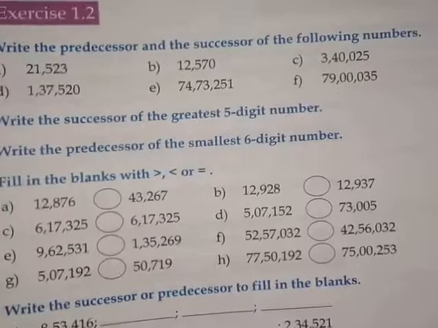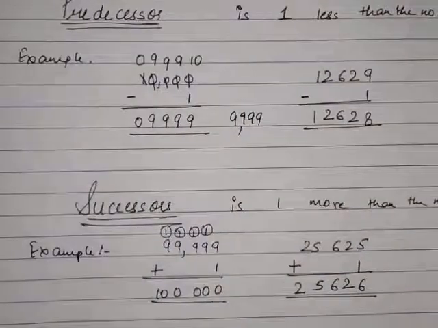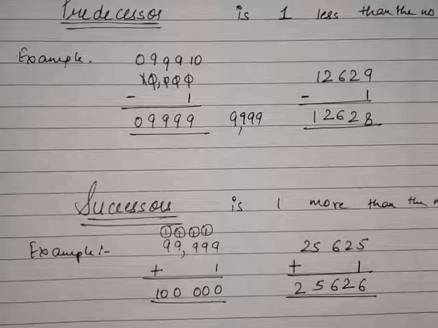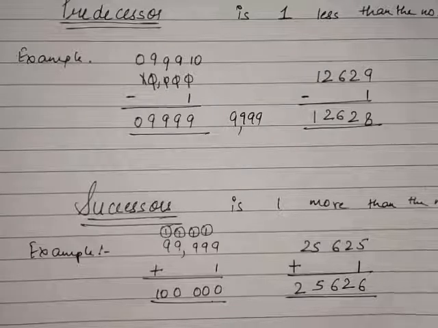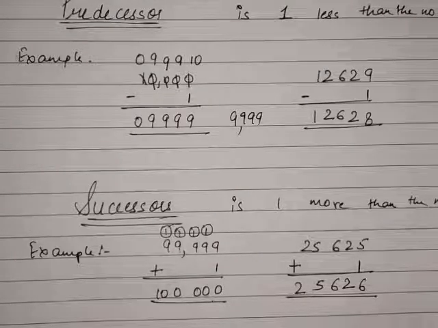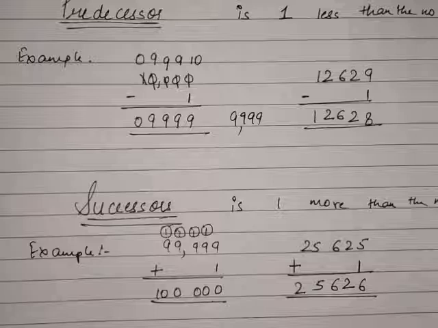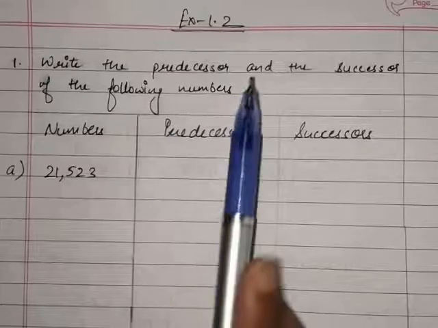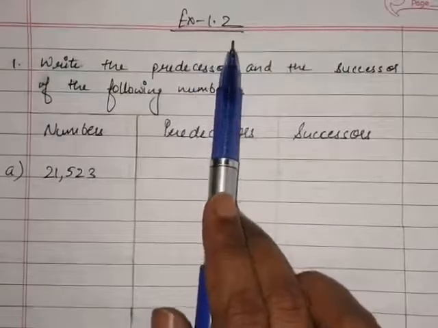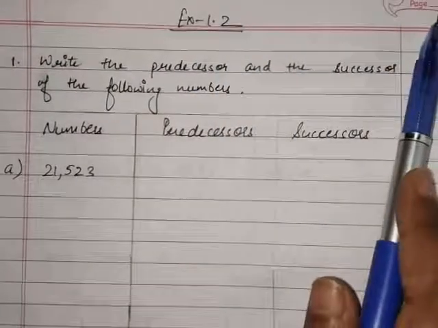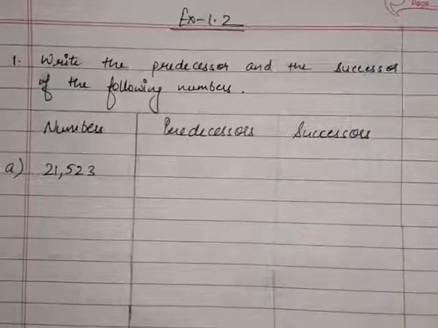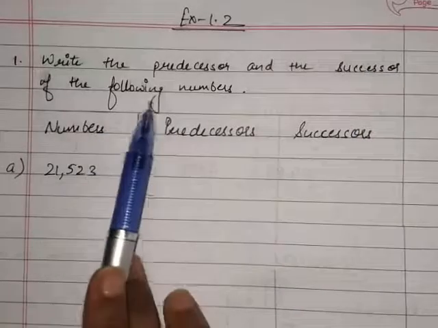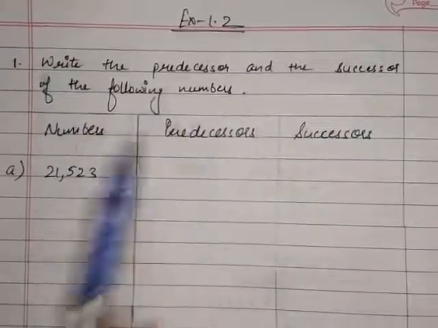Before that, see students, in your notebook you have done until the exercise 1.1. So see students, after that you will start exercise 1.2 from the new page. Okay? Students, it is important to note down the exercise number 1.2 and today's date, 22 May. Okay? Our first question is given, write the predecessor and the successor of the following numbers.